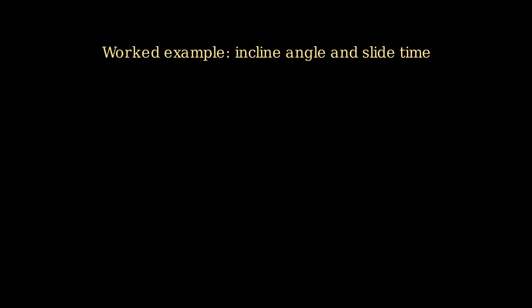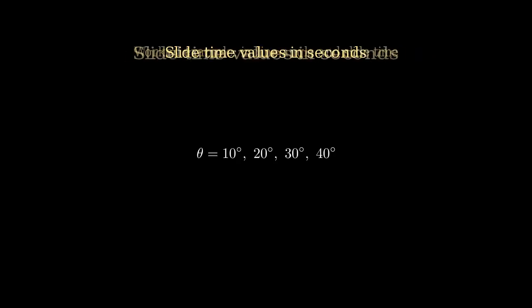4 data points record the incline angle of a ramp and the time taken for an object to slide down it. The angle values are 10 degrees, 20 degrees, 30 degrees, and 40 degrees. The corresponding time values are 7.5 seconds, 5.5 seconds, 4.0 seconds, and 2.0 seconds.